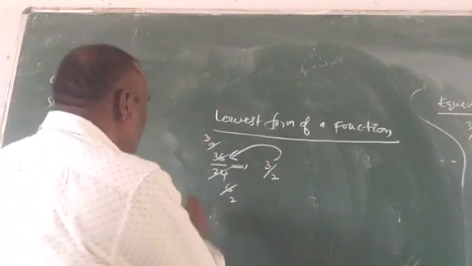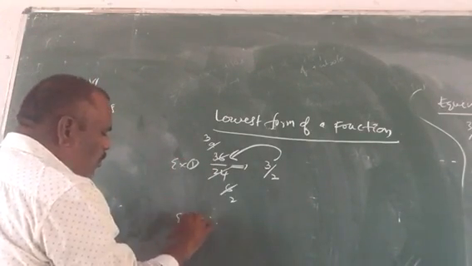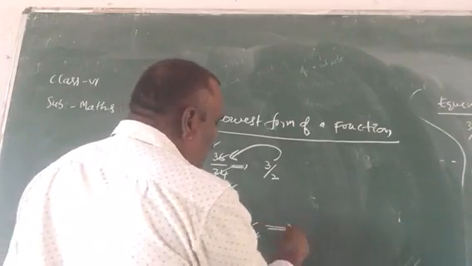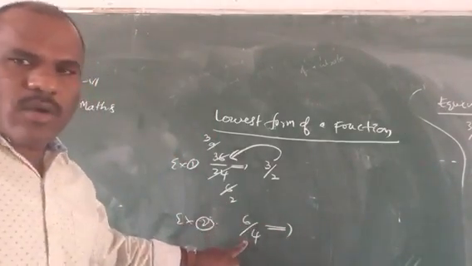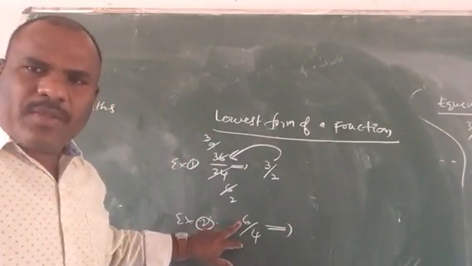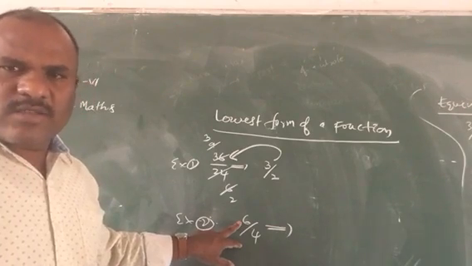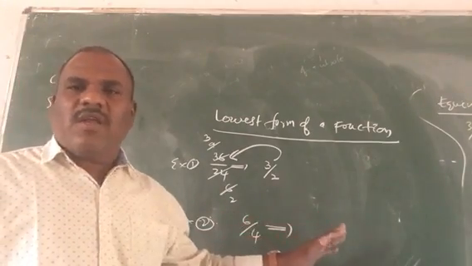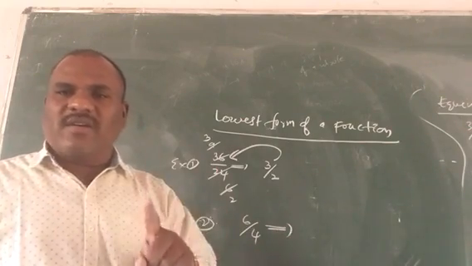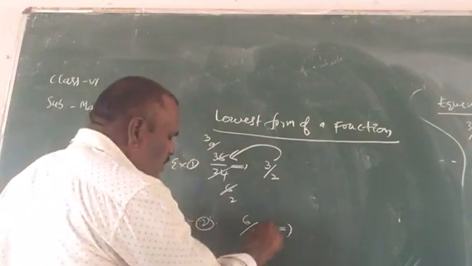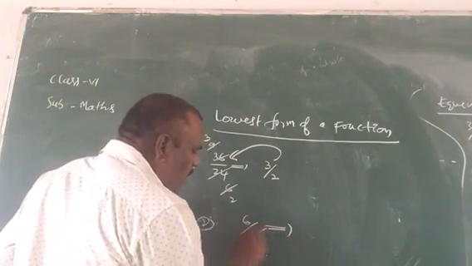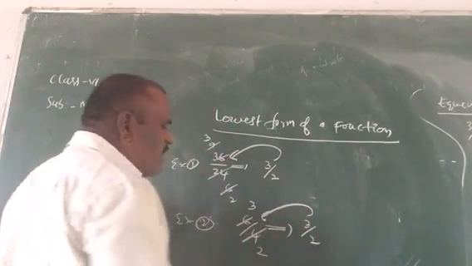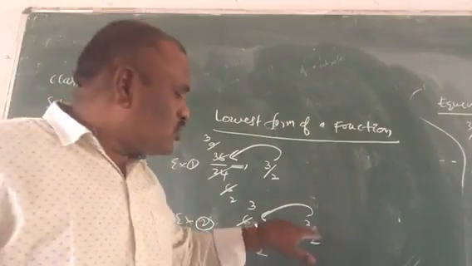One more example, children. This is example 2: 6 by 4. What is the lowest form of 6 by 4? No doubt, children, 6 by 4 has a common factor. So we have to divide it till the fraction does not contain common factors except 1. That is, 2 2s are 4, 2 3s are 6. So 3 by 2 is the lowest form of 6 by 4, which does not have a common factor except 1.